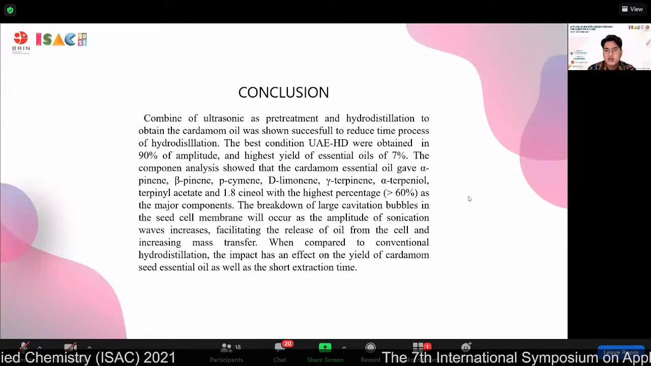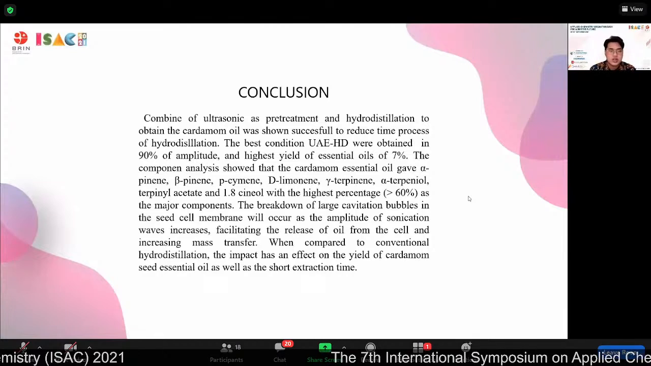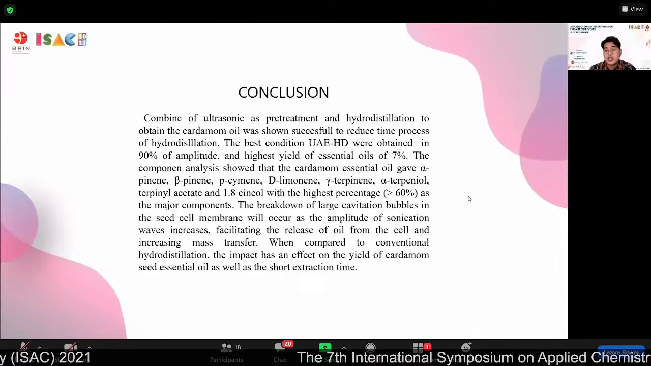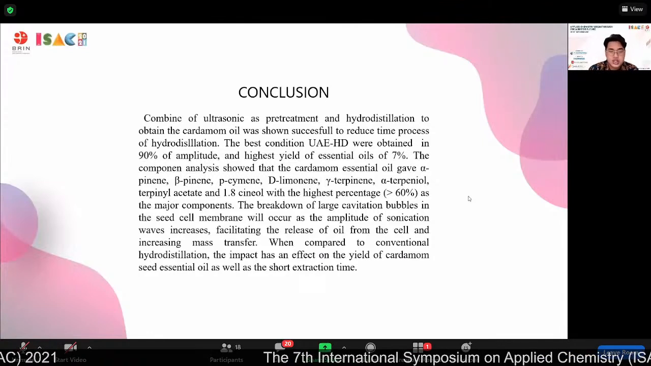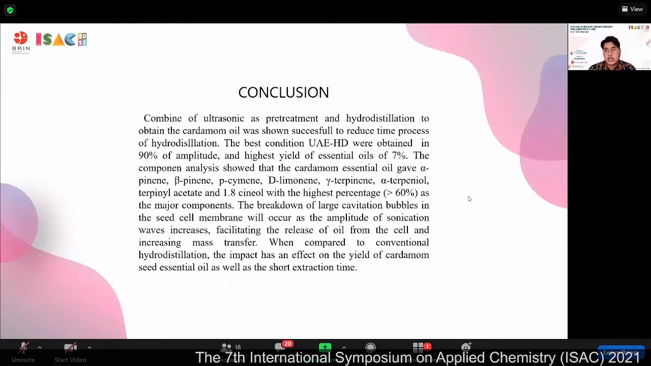The breakdown of the large cavitation bubbles in the seed cell membrane will occur as the amplitude of the sonication wave increases, facilitating the release of oil from the cell and increasing mass transfer. When compared to conventional hydrodistillation, the impact has an effect on the yield of cardamom seed essential oil as well as the shorter extraction time.